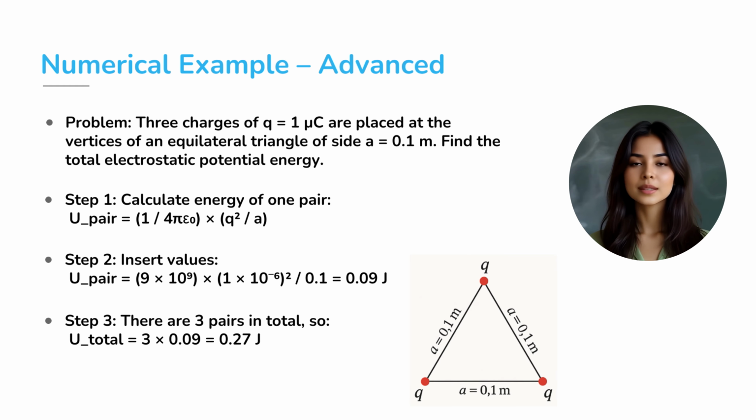This gives us 0.09 joules. Since the triangle has three sides, there are three such pairs. So, total energy, U total equals 3 into 0.09 equals 0.27 joules. And if you check the visual, the triangle diagram shows all three charges and equal side lengths.